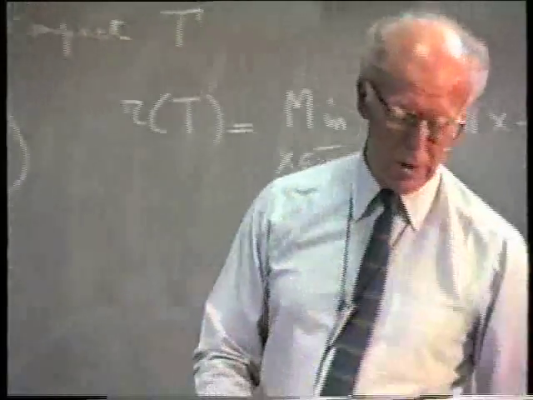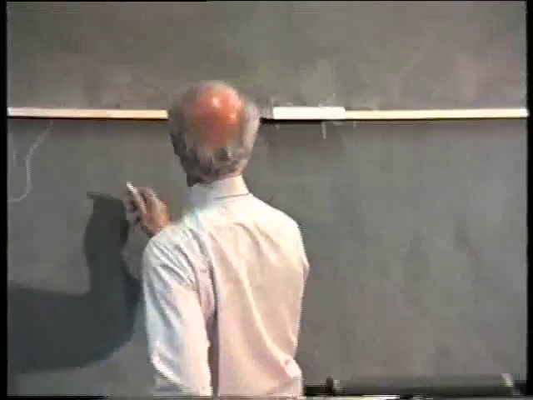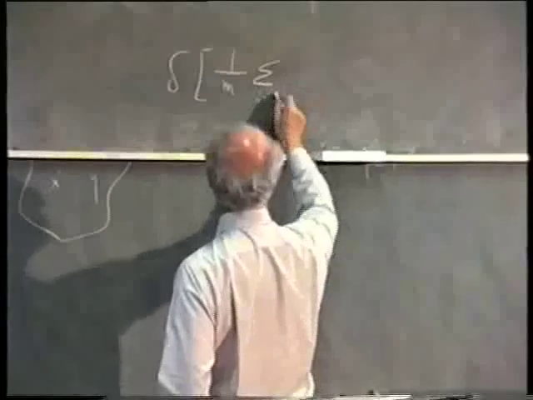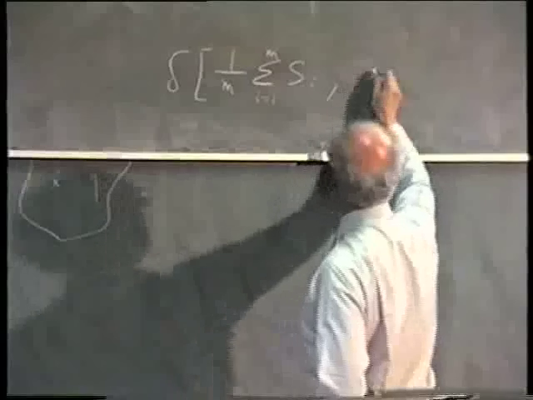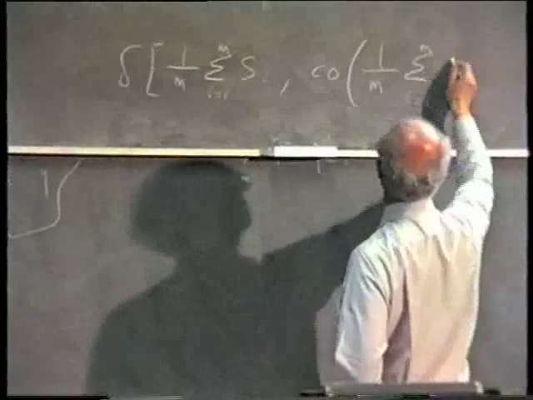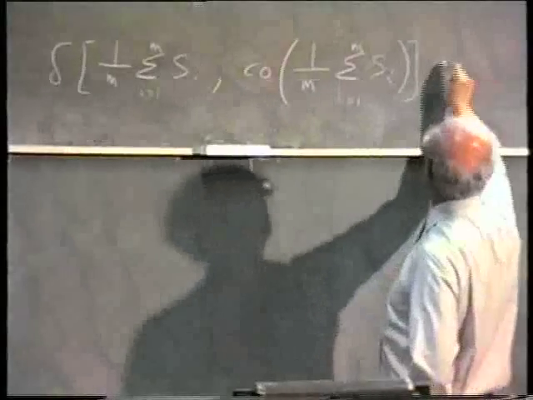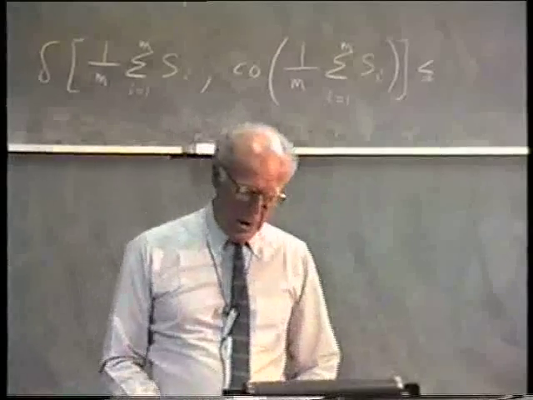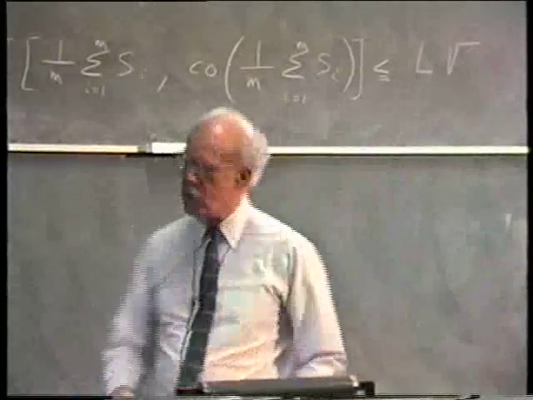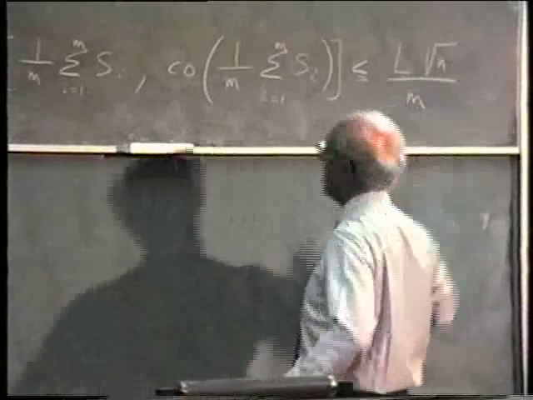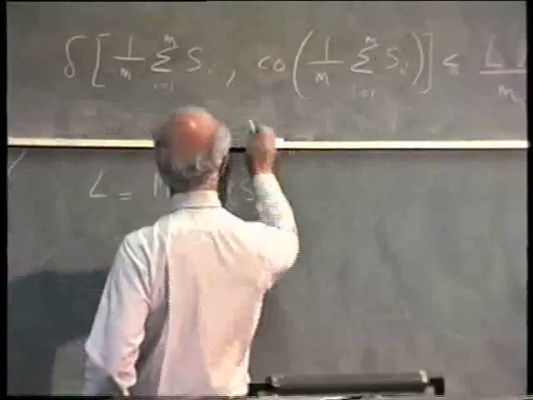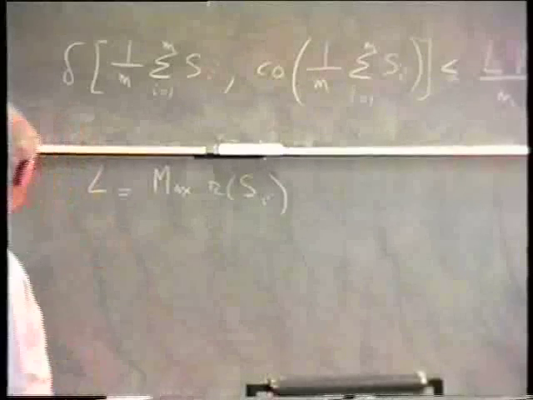And the exact bound, in the case of Shapley-Folkman, is that the Hausdorff distance between (1/m) times the sum over i from 1 to m of the S_i, and the convex hull of (1/m) times the sum over i from 1 to m of the S_i, is smaller than or equal to L times the square root of the dimension of the space, divided by m. I will define L in a moment. What is L? L is an upper bound. It is the maximum of all the radii defined as I have defined them a moment ago.